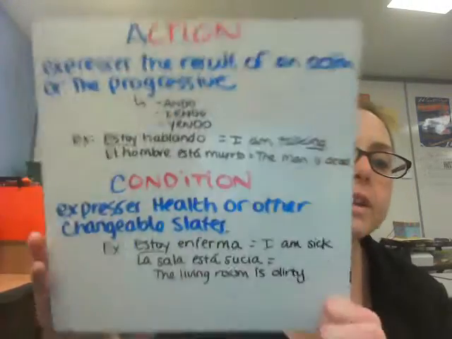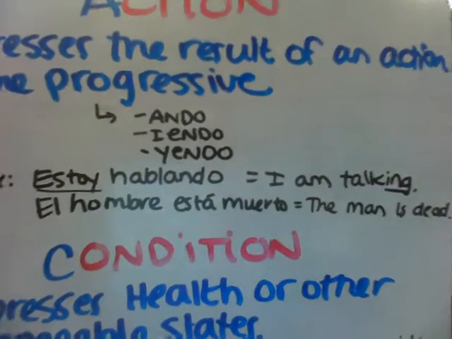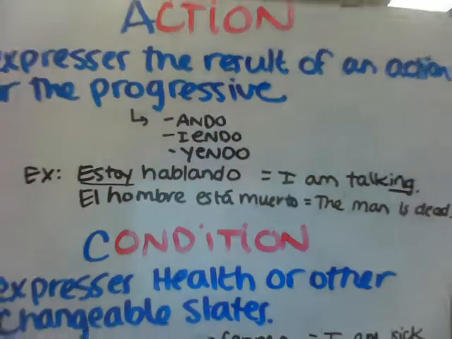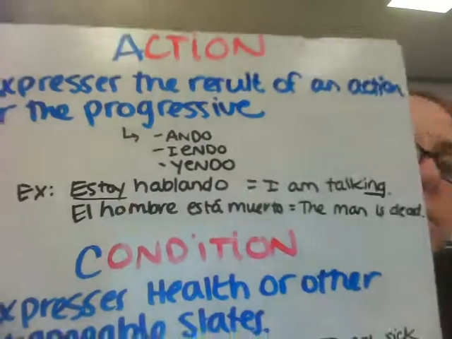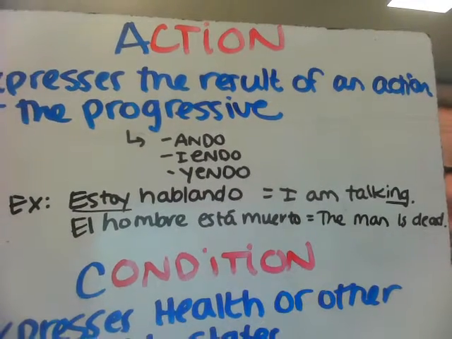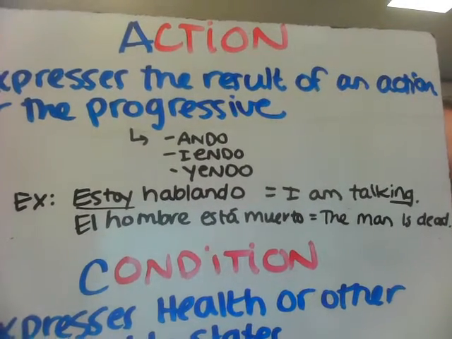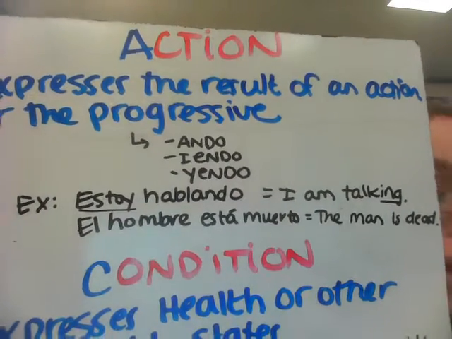Okay. All right, so action expresses the result of an action or the progressive. And we'll talk more about what the present progressive is in class, but basically it's saying what you are doing right now. And that's represented by the endings -ando, -iendo, or -yendo. So if you see those, then you know you should be using estar. An example would be estoy hablando, which means I am talking.